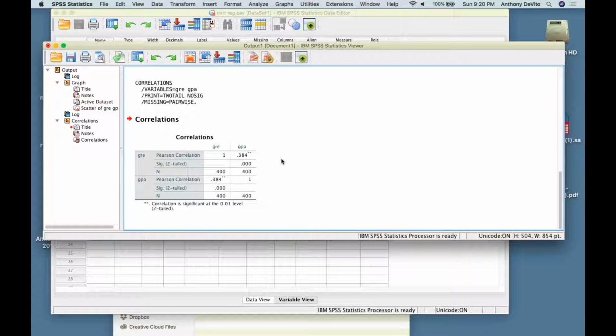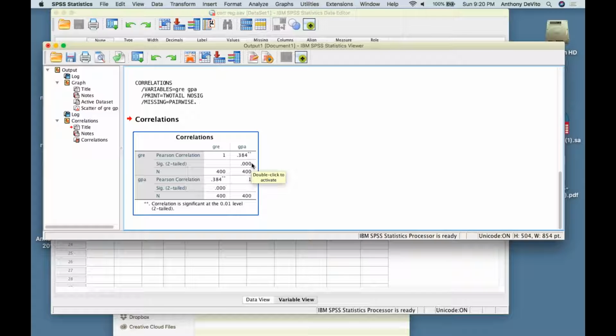How certain are we that it's not different from zero by chance? Well, we have less than a 5% chance of being wrong if we reject the null hypothesis, that there's no correlation between these two values, right? So this significance tells us that we can reject the null hypothesis and accept the alternative, that there is an association between the two.